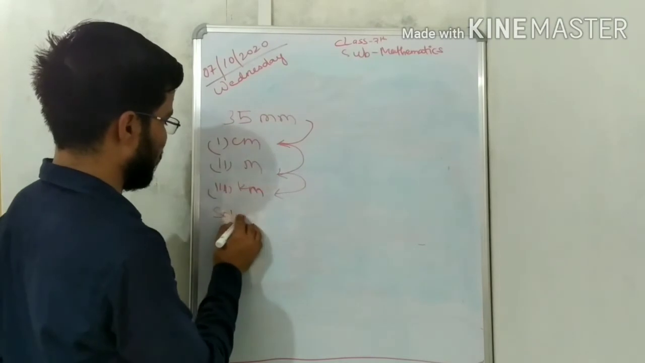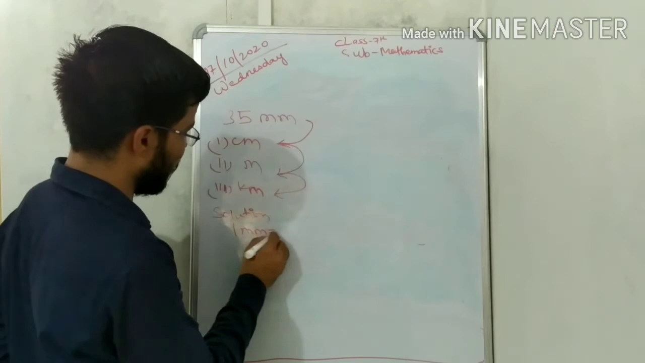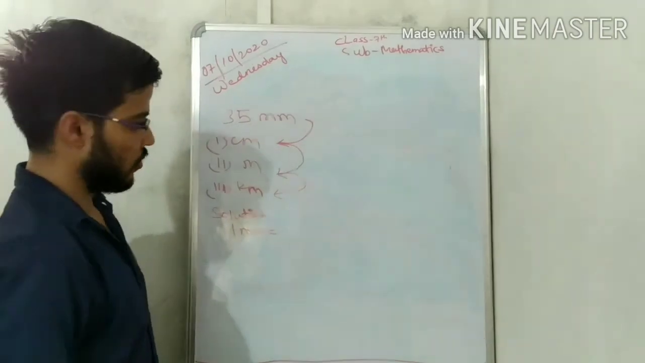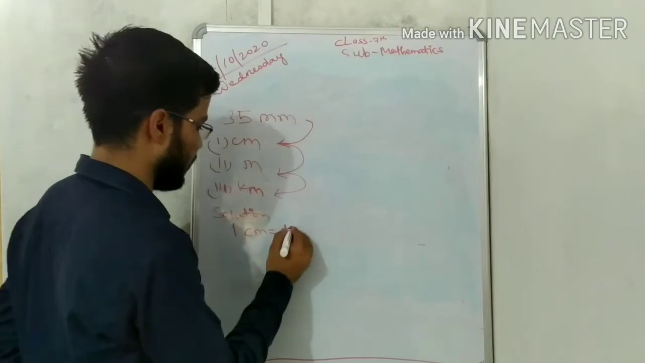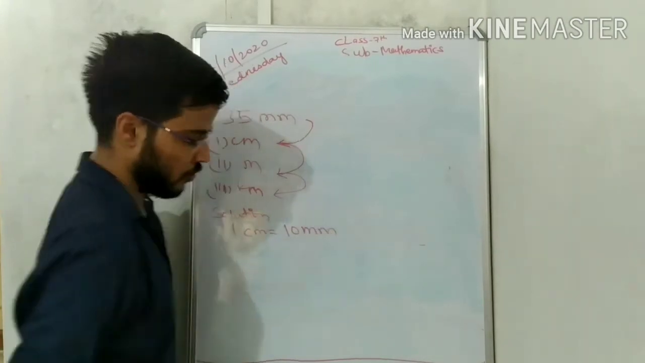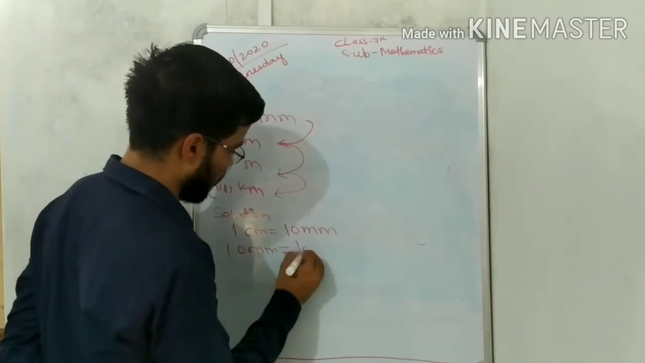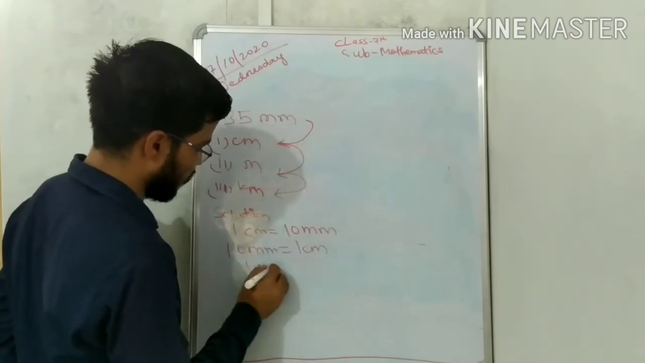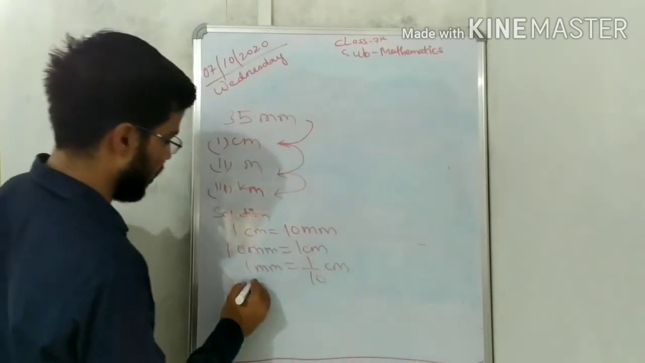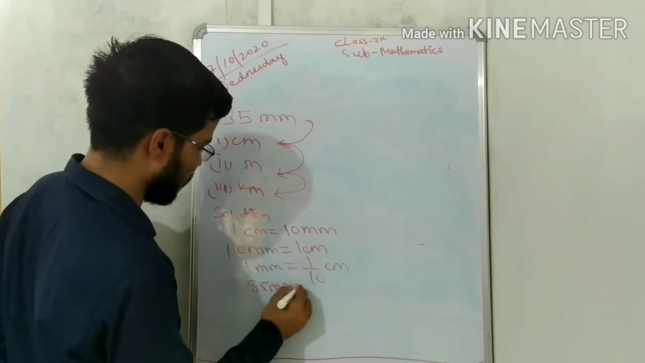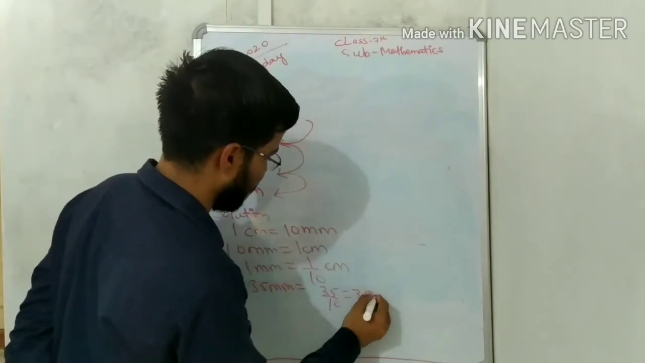First, what we know, 1 millimeter equals to how many centimeter? Okay, don't know. Then we can write 1 centimeter equals to how many millimeter? 10. This you know. Then 10 millimeter equals to 1 centimeter. Then 1 millimeter equals to 1 by 10 centimeter. Then 35 millimeter equals to 35 by 10 equals to 3.5 centimeter.